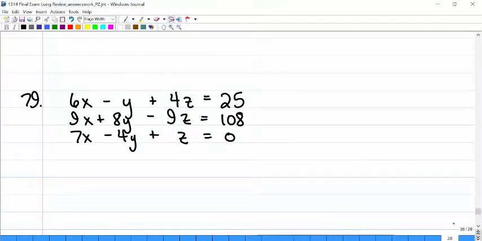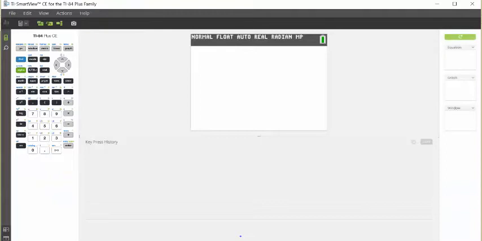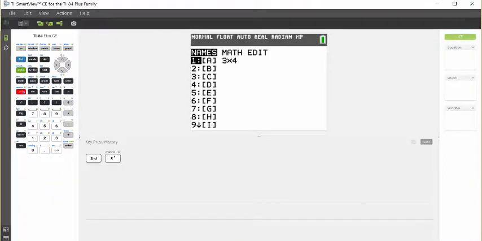Number 79 says to use Gauss-Jordan method to solve the system of equations. For time's sake, I'm going to go solve it on my calculator. I need to write the augmented matrix into the calculator, and I'm going to walk you through doing that. On your home screen, if you'll type second matrix, notice the matrix button is 2 below your alpha button.